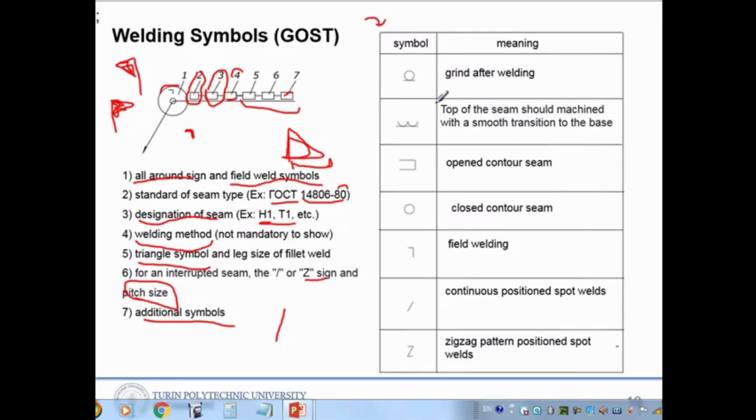So here is shown the meaning of them. This means grind after welding. You have to weld it, and after this you have to grind it and polish it. You have to make the welded area flat. This kind of symbol means the top of the seam should be machined with a smooth transition to the base.